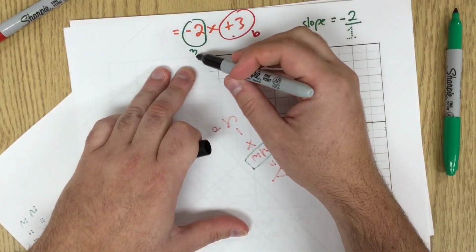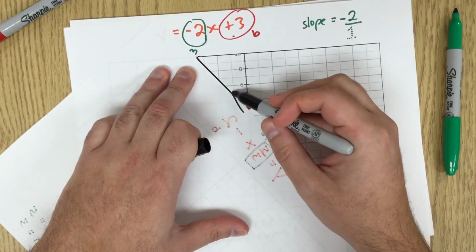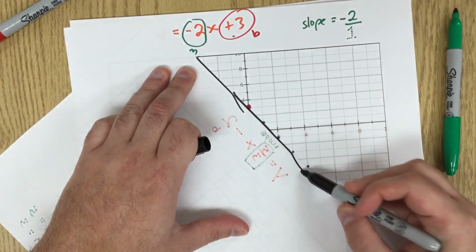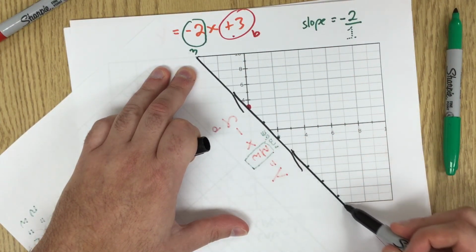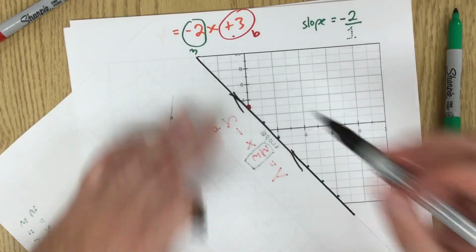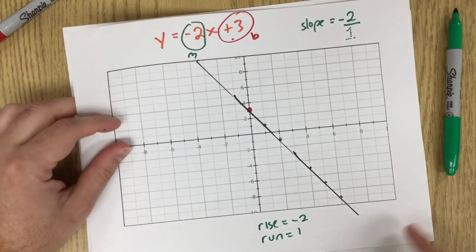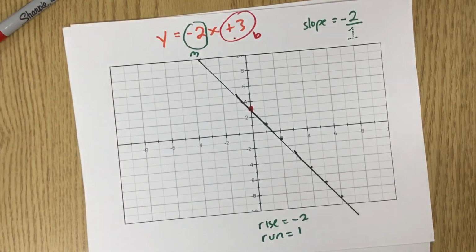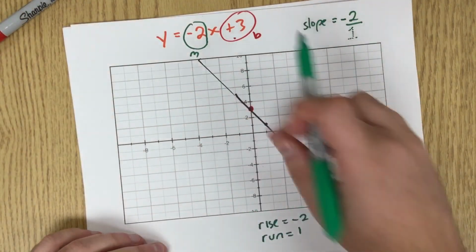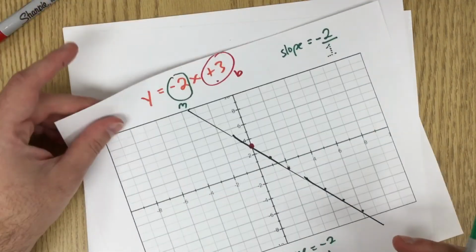Let's see if I can do a better job this time. Apparently not. Not terrible. I need to get myself a ruler. If you're watching this, you need to get yourself a ruler. And there's the graph. This is the graph of y equals -2x plus 3. It was quick, hence why it's called quick graphing.